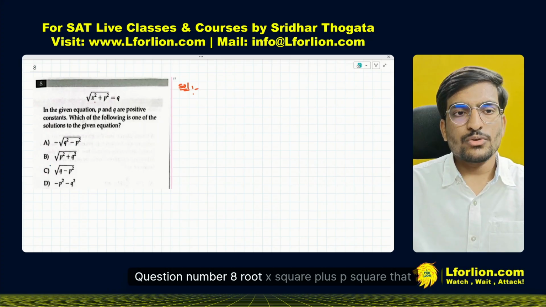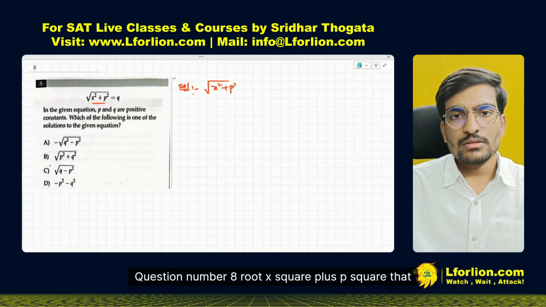Question number 8. Root of (x square plus p square) equals q.